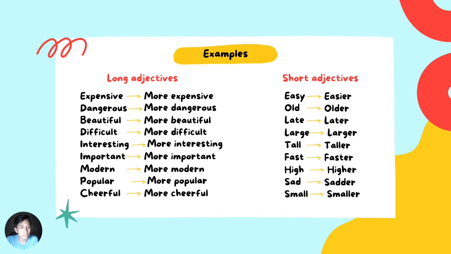And for short adjectives, it would be, for example, easier, older, later, larger, taller, etc.